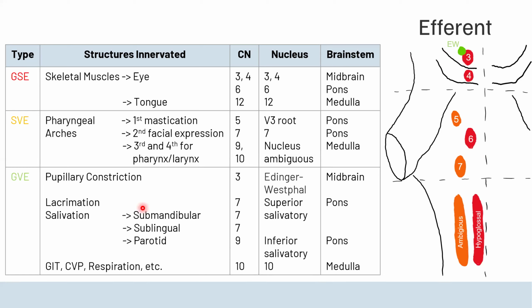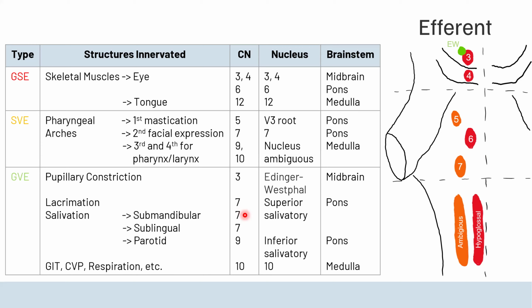Perfect. Lacrimation is caused by the 7th cranial nerve. The 7th cranial nerve is going to give a supply to which ganglion that causes lacrimation? You guys just mentioned it.